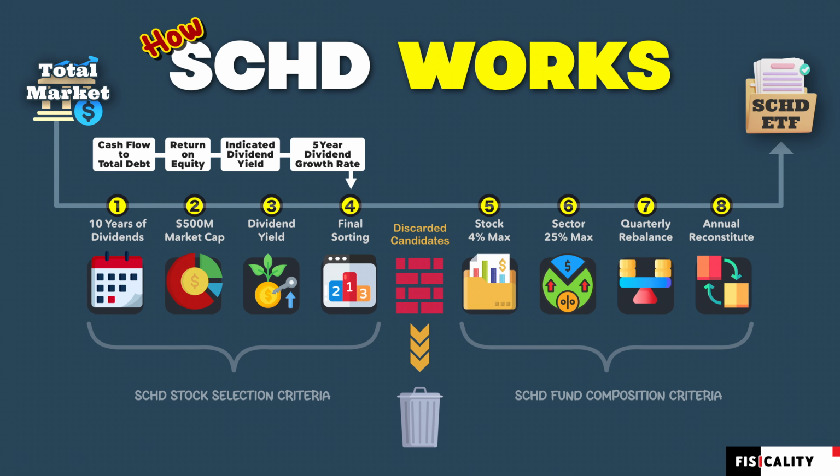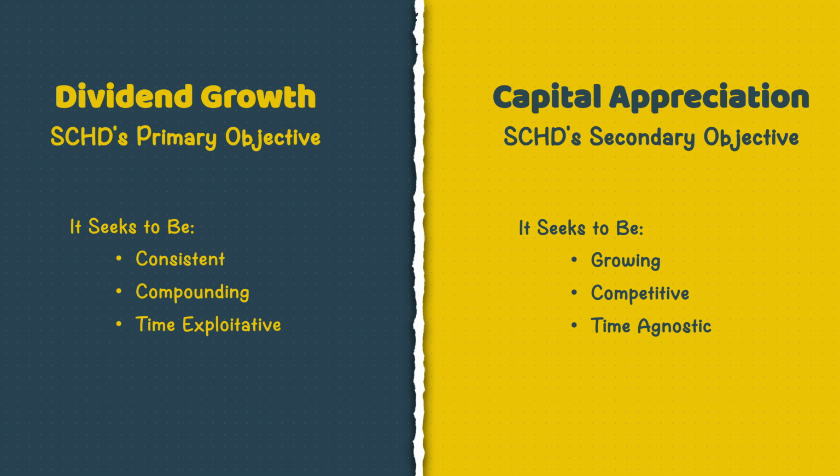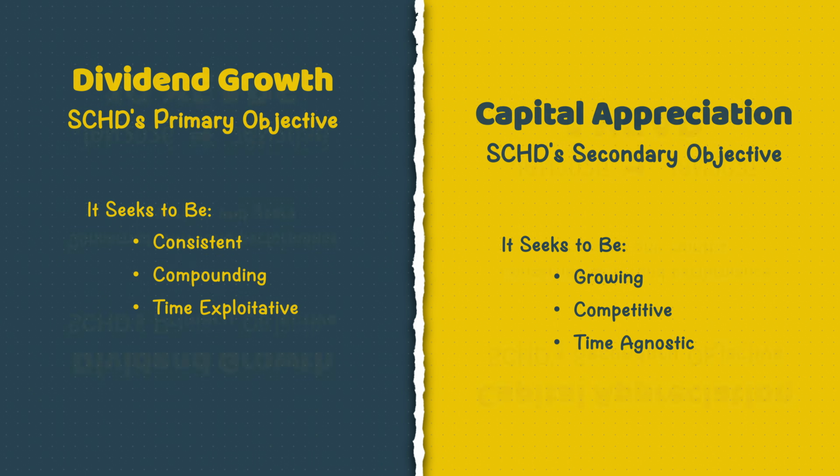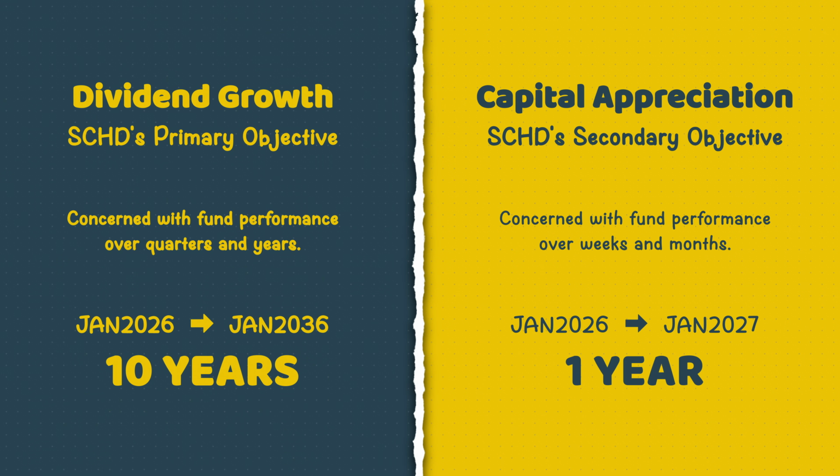In this video, I'm going to walk through the 8 steps and identify why I think each is important. People get it twisted when it comes to SCHD. To be clear, consistent compounding dividend growth is the primary function of SCHD. Price appreciation is secondary. It's not that price appreciation is not important, it's just not as important as consistent dividend growth and portfolio quality in this particular fund.